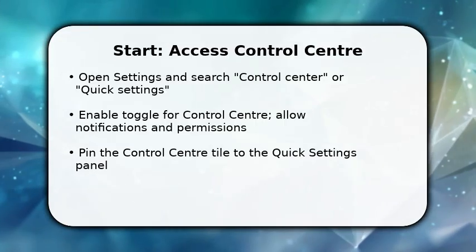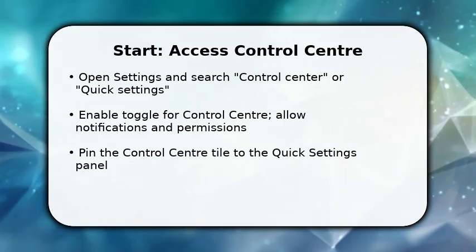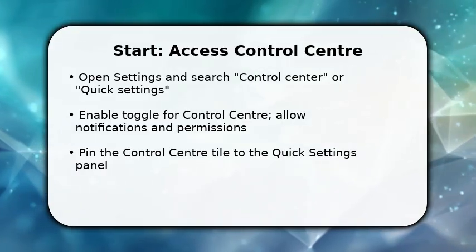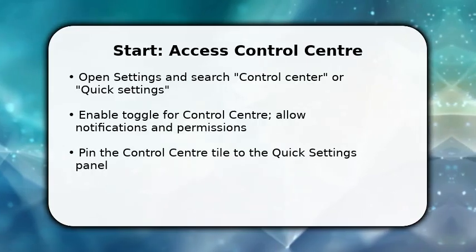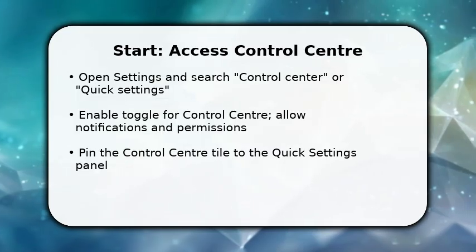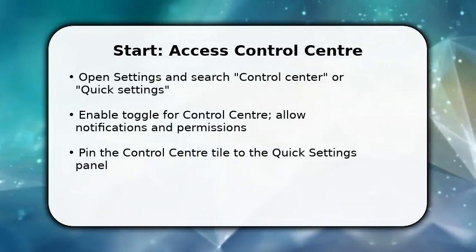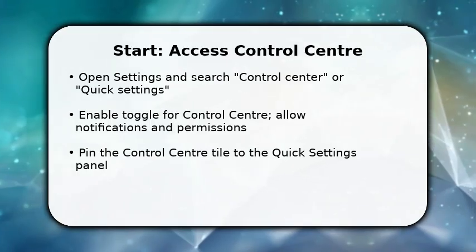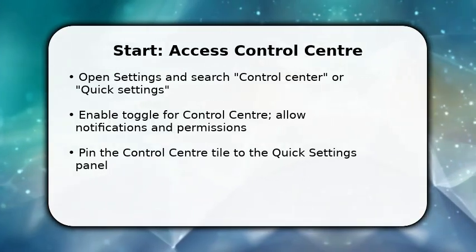You begin by opening Settings and locating Control Center or Quick Settings. This gets you straight to customization. Tap the entry, then enable the main toggle so the system will show the panel. Make sure to grant any required permissions for notifications and overlay access, because without them tiles may not work.